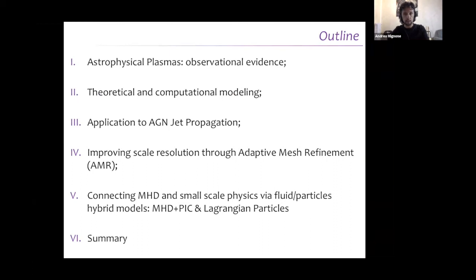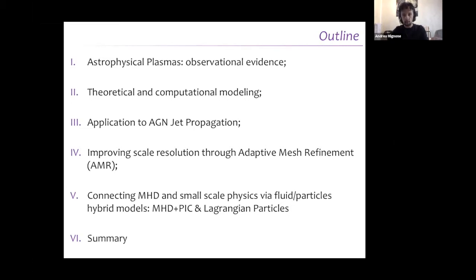But let's start from the outline. Since the talk is quite long, I have divided it into a number of subsections. So I will introduce first astrophysical plasmas and start from observational evidence with a special eye on high energy astrophysics and high energy astrophysical environments. Then I will talk a little bit on theoretical and computational modeling of such objects. And discuss the application to AGN jet propagation. So what we know so far from the large scale.